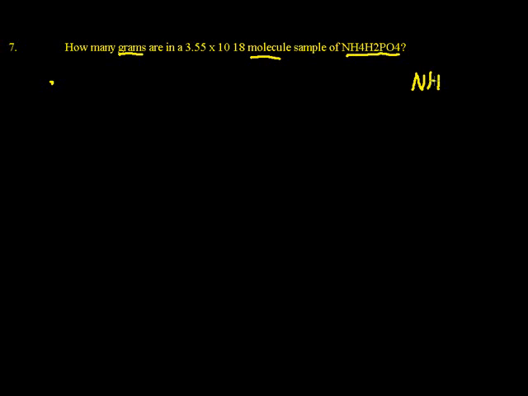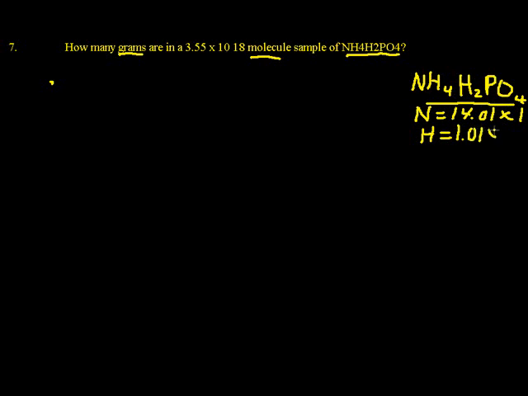NH4 H2PO4. Now I'm going to write down N, 14.01. I have one of them. Hydrogen. This is interesting. The molecule is listed as split. But the reason I'm doing it is it's showing you that's a polyatomic and that's the other polyatomic. When it comes to hydrogens, though, you just sum them up. So 4, 5, 6. So it's 1.01 times 6.